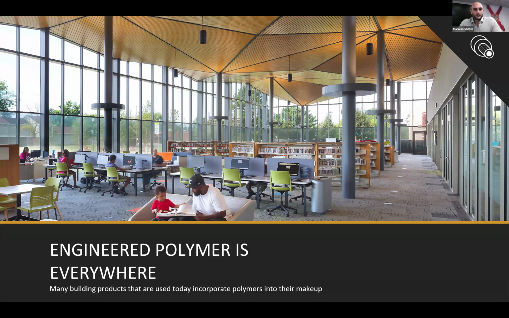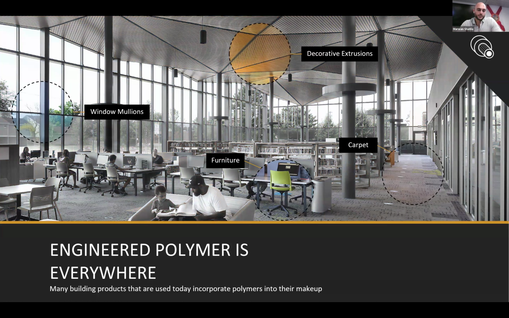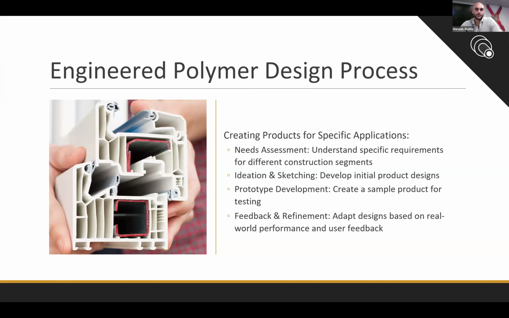Product development. Here in this photo, I'm just showing you there are multiple different areas where you find products or systems that have an engineered polymer, whether it's the carpet or the furniture. In our case, and in this photo that we helped work on, the decorative extrusions on the ceilings. You can also find them on window mullions and things of that nature. So it's very, very common in construction as we have today.